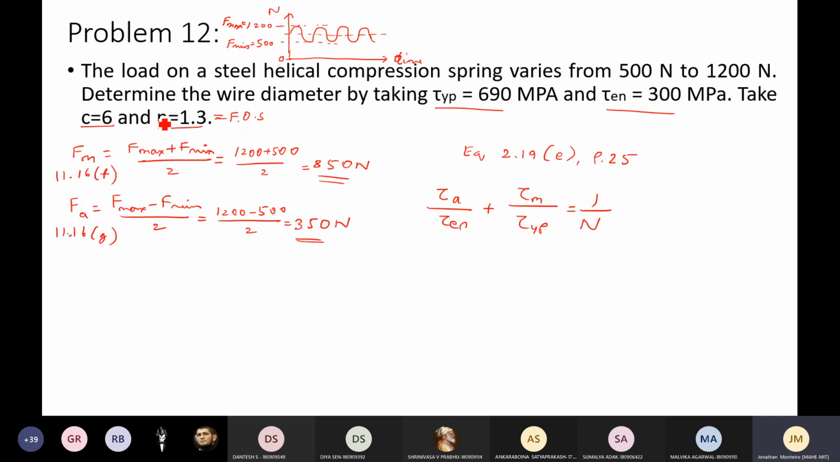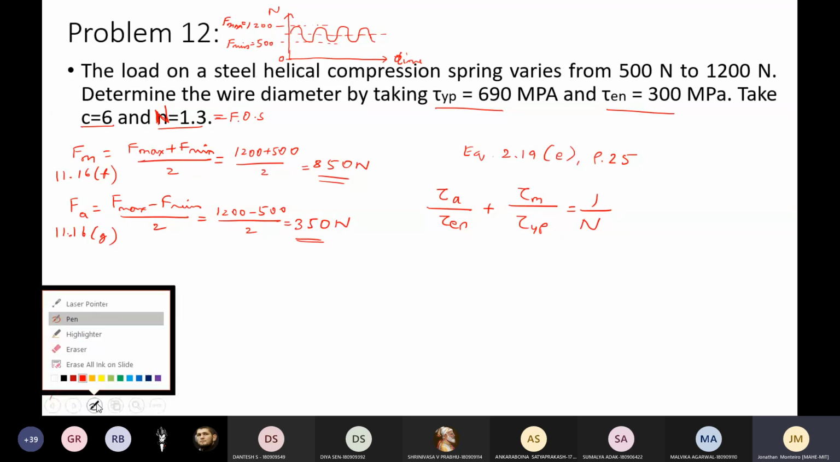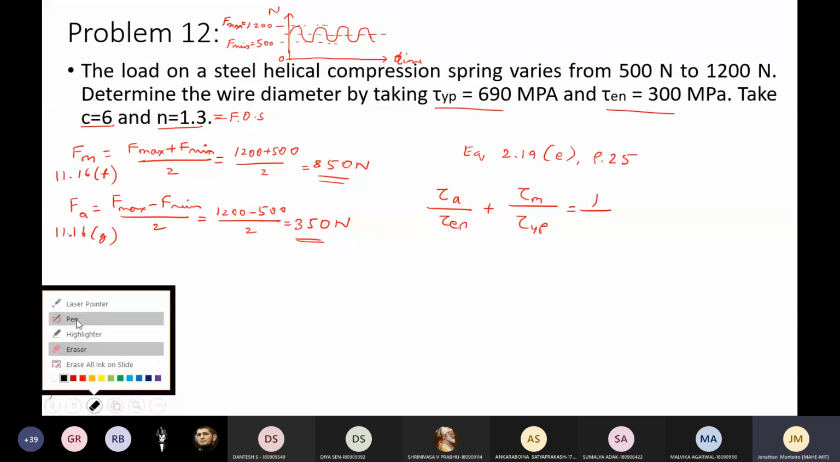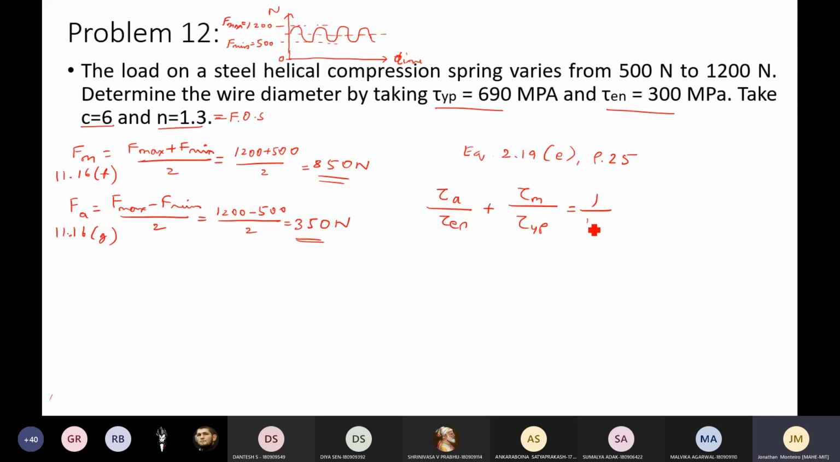I think this should be capital N here so that we don't confuse it. Or is it small n? I think it's small n. We'll use whatever the data handbook gives. Small n, okay. Then we'll use small n itself. So this was the equation.